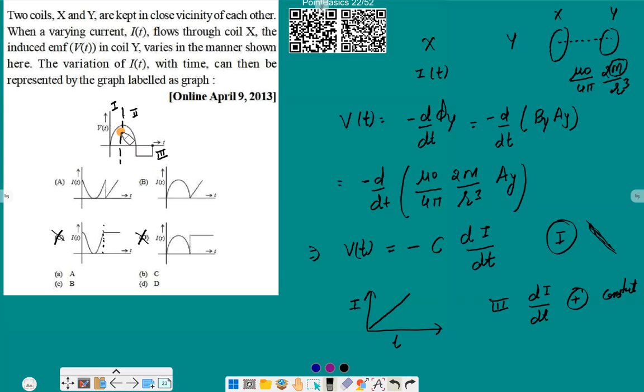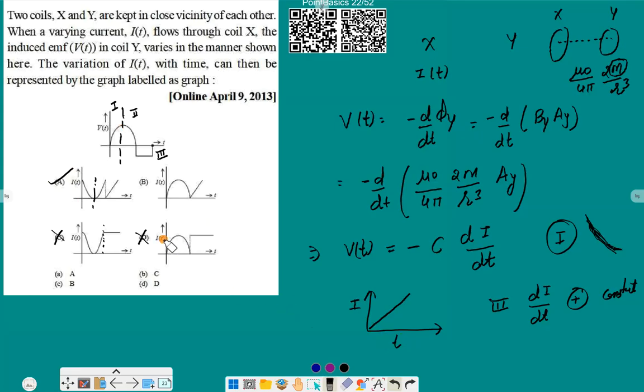Now, as we already discussed, here current is decreasing, so di by dt should be decreasing in the first region. In the first region, di by dt should be decreasing, or current as a whole should decrease, and that is the behavior we find here in option A, that initially current is decreasing, so di by dt is negative, and if it is negative, then induced potential will be positive. That is the behavior of the first region in the induced potential graph. So option A will be the right answer here.